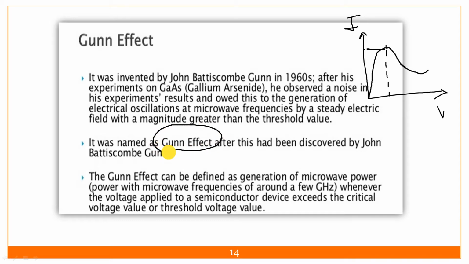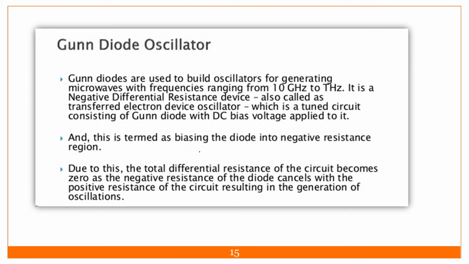Gunn effect. What I'm trying to say is, if you are increasing the voltage beyond the threshold voltage, the current decreases due to the negative resistance region, and due to this it will create oscillations. Because of the negative resistance region, it creates oscillation. That's why it is called the Gunn effect. So this is the Gunn diode as oscillator.